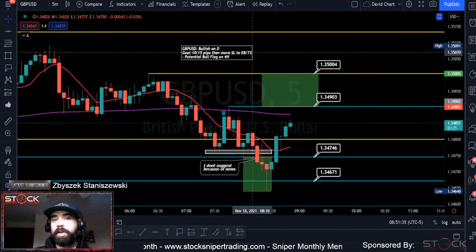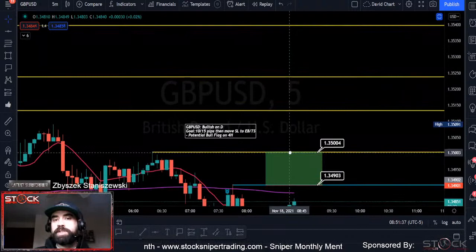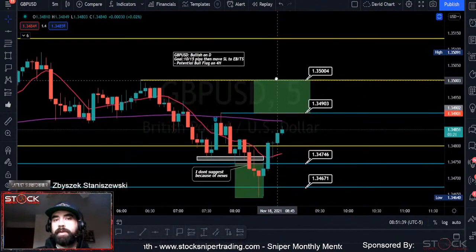What am I looking at? Okay, yeah, absolutely good question. GBP USD on the 5-minute. That's what we're looking at right now.